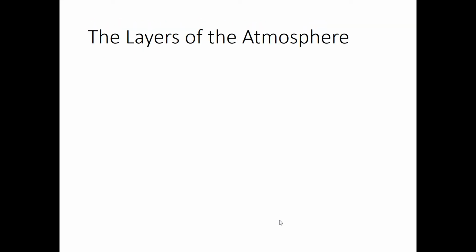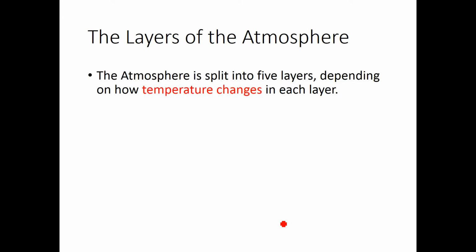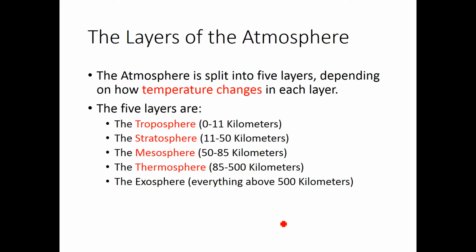Now, one thing that doesn't decrease with height, ironically, is temperature. Temperature does some weird things with height. And this is how we layer our atmosphere. So the atmosphere is split up into 5 main layers, depending on how temperature changes in each layer. Well, the fact is, we're only going to worry about the first 4 layers of the atmosphere, because the 5th layer is very convoluted. But let's talk about these first 4 layers. The first 4 layers are the troposphere, the stratosphere, the mesosphere, and the thermosphere.